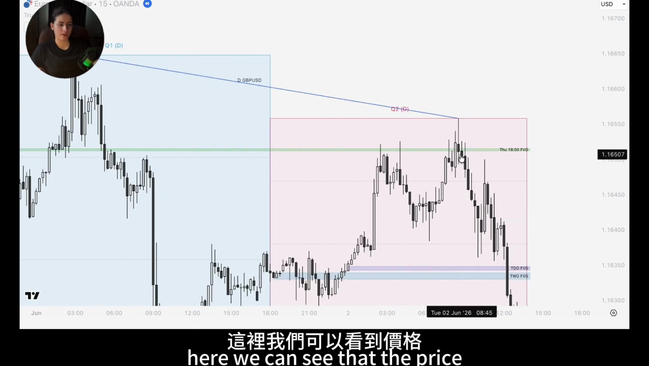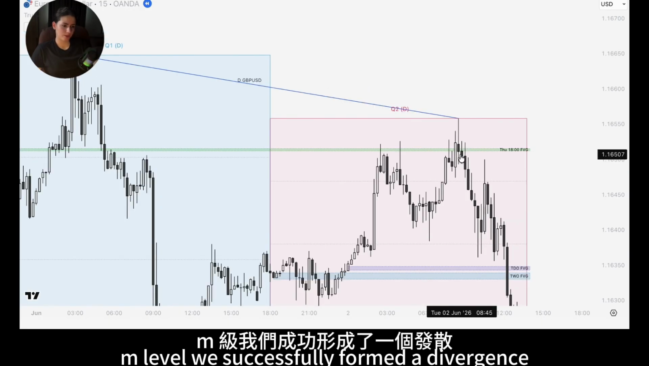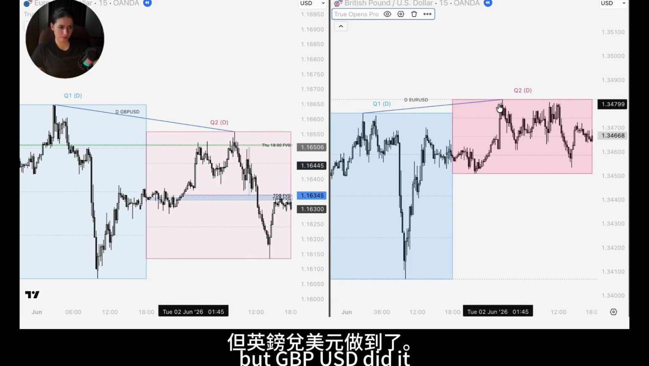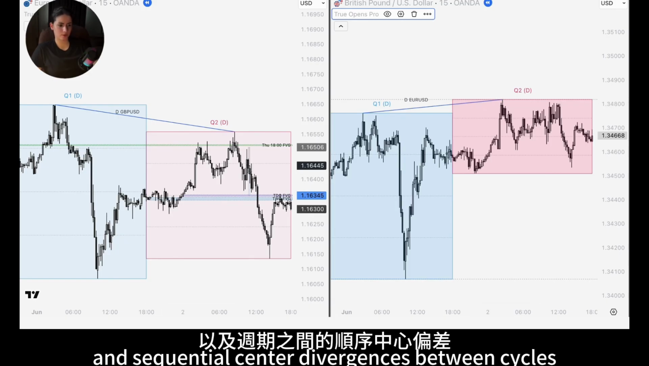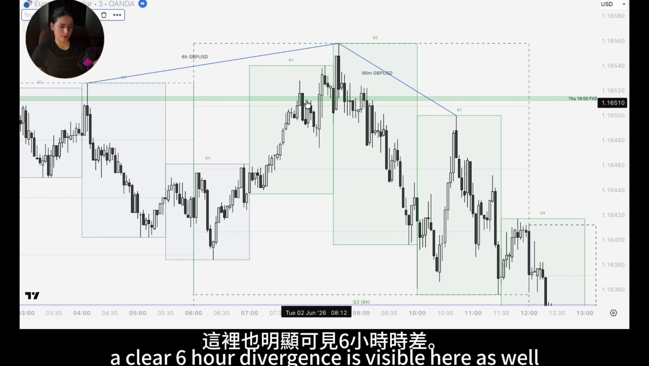Here we can see that the price reached a key through the open, 6 p.m. level, where it successfully formed a divergence. Specifically, EURUSD didn't update the swing high, but GBPUSD did, creating a sequential SMT divergence between cycles. Let's look at a lower time frame. A clear 6-hour divergence is visible here as well.